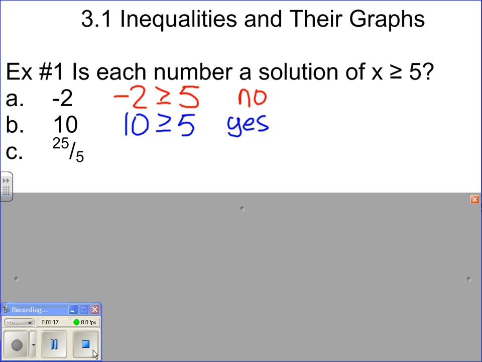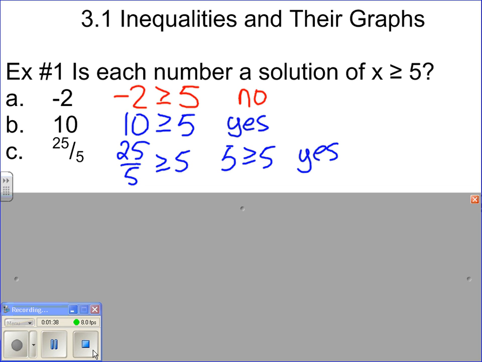What about 25 over 5? Is that greater than or equal to 5? Yes, because what's 25 divided by 5? And 5 is equal to 5, is it not? So 25 over 5 is a solution.